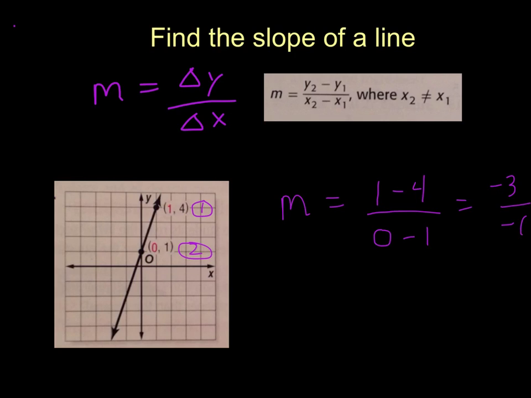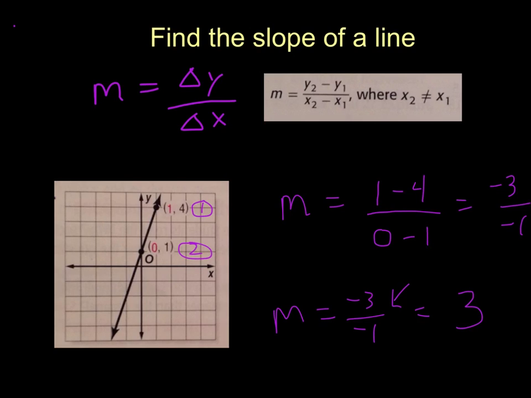is negative 1. So in this case, the slope is going to be the ratio negative 3 over negative 1, which, think about it as a division problem, would be negative 3 divided by negative 1. We know a negative divided by a negative is a positive, so this would be 3 over 1, or 3. So my slope in this is 3.